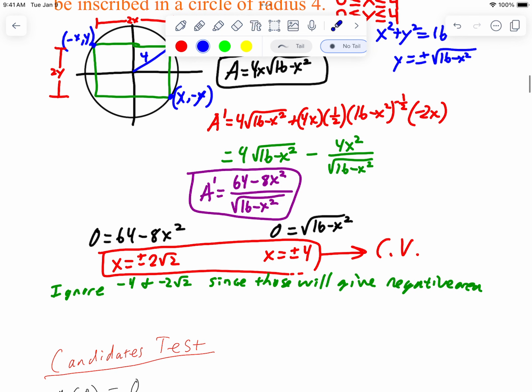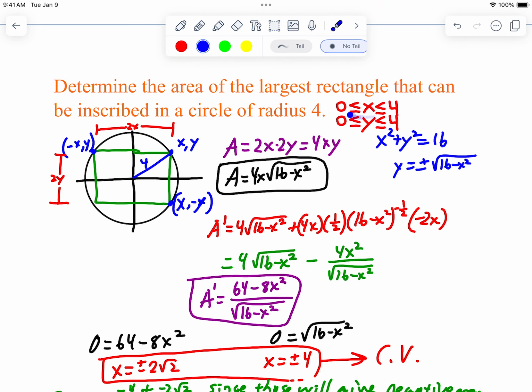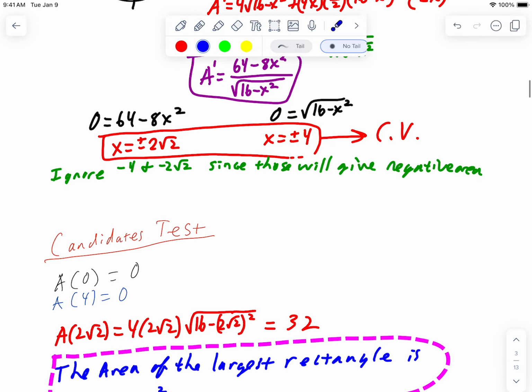I get critical values, so x equals plus or minus 2 root 2, x equals plus or minus 4 as critical values. Again, I can ignore the negatives because I know that that's going to give me a negative area and it's not within my bounds that I previously established.